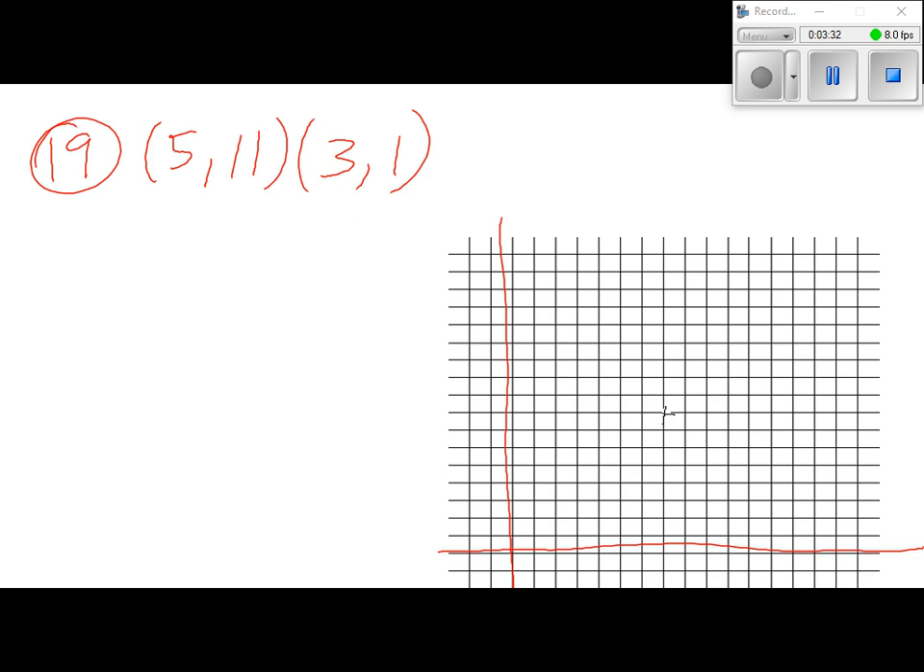1, 2, 3, 4, 5. 1, 2, 3, 4, 5, 6, 7, 8, 9, 10, 11. That's one of our points. If I quit leaning on the board, my pen would write better. 3, 1, 1, 2, 3, 1. Our other point.